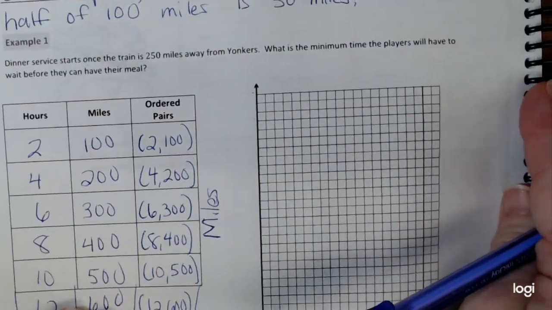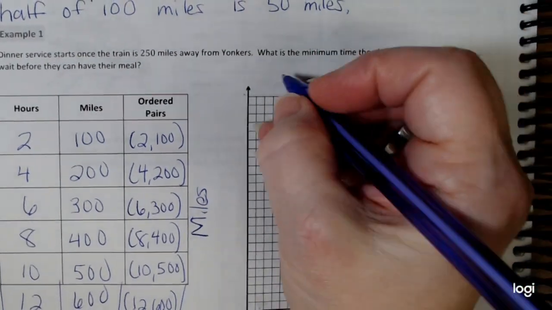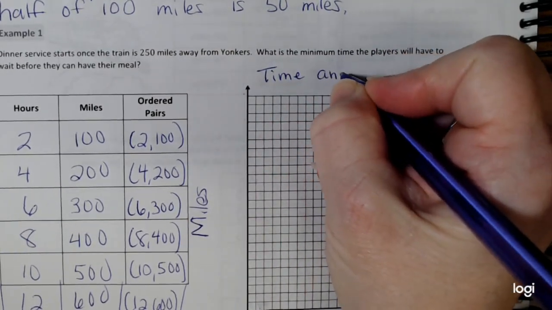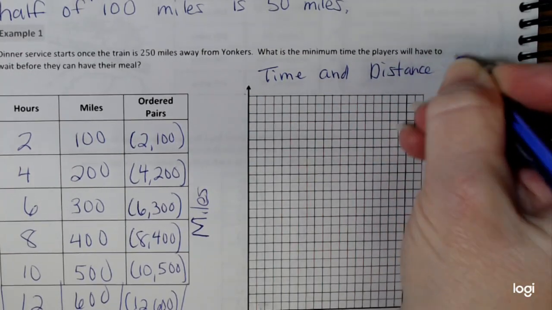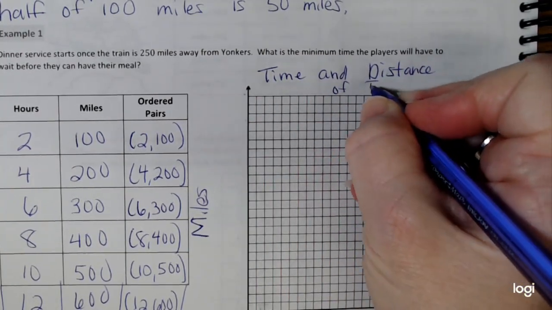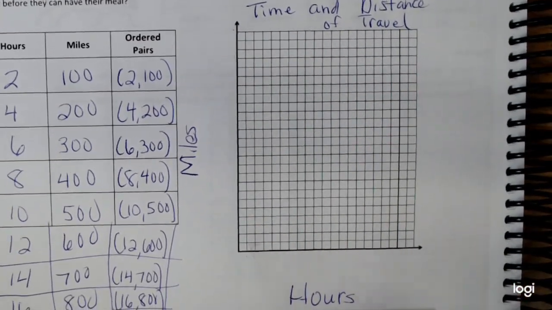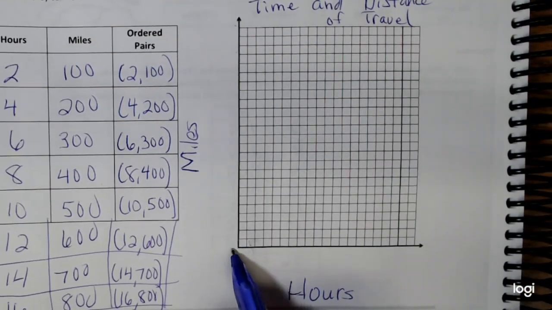And then the other thing we have to do is give our coordinate plane here a title. So I'm going to say time and distance of travel. Okay, now we know that this is our x-axis and this is our y and this is 0, but we need to be able to count.